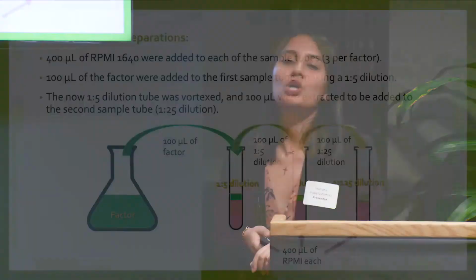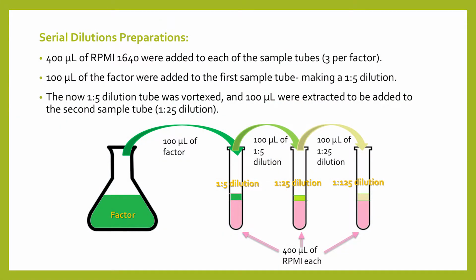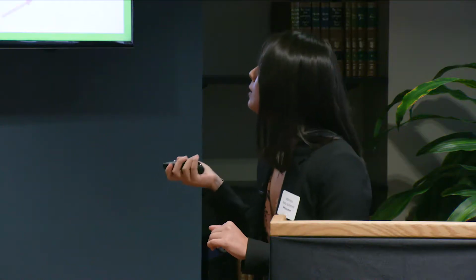Now, you've heard me say serial dilutions twice now, and for those wondering what those are, here's a graph for you. We performed the serial dilutions for each factor. We did 3 dilutions per factor, just so we can test what concentration exerts an activity against both melanoma and the spleen cells.